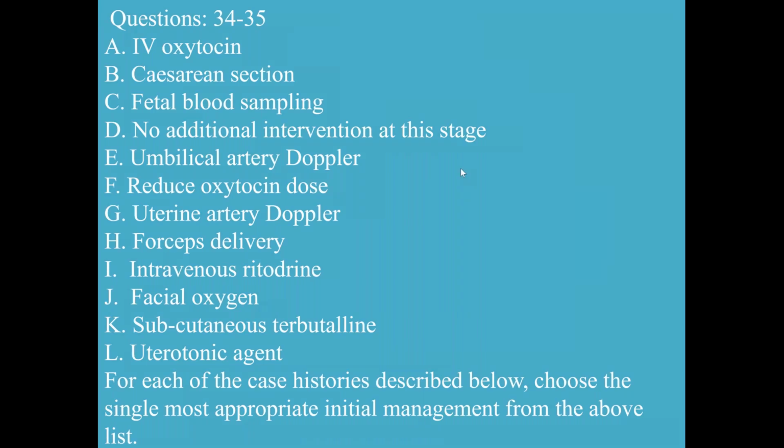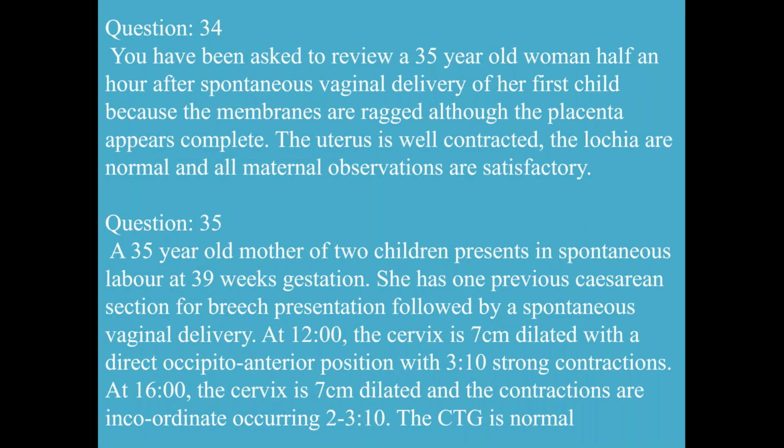Question 35. A 35-year-old mother of 2 children presents in spontaneous labor at 39 weeks of gestation. She has 1 previous cesarean section for breech presentation, followed by a spontaneous vaginal delivery. At 12, the cervix is 7 centimeters dilated with a direct occipito anterior position with 3 in 10 strong contractions. At 4, the cervix is 7 centimeters dilated and the contraction. This is the same question we discussed. Yes, same question.